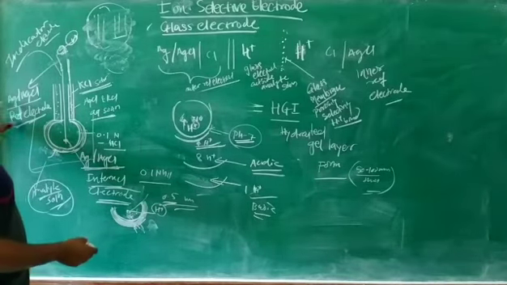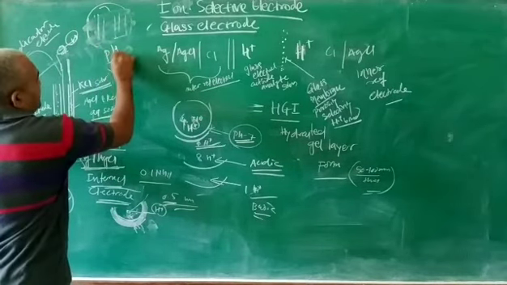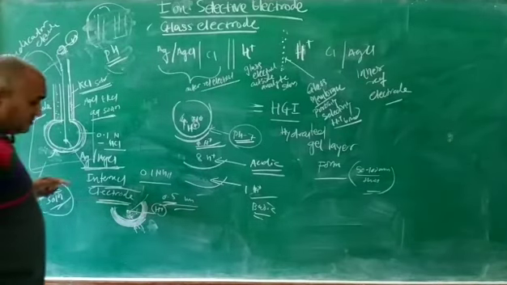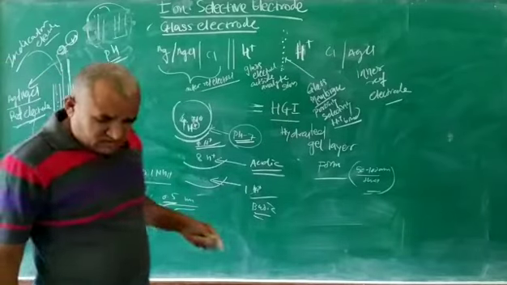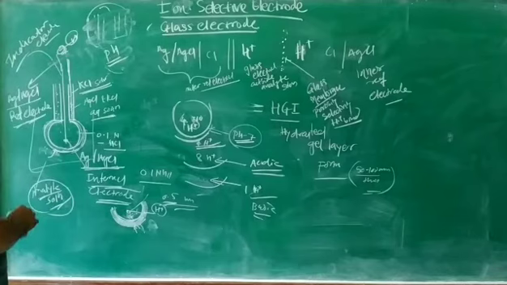So this is the general working of the glass electrode for measurement of the pH. For potential development, by using the Nernst equation, we measure the concentration of the ions.